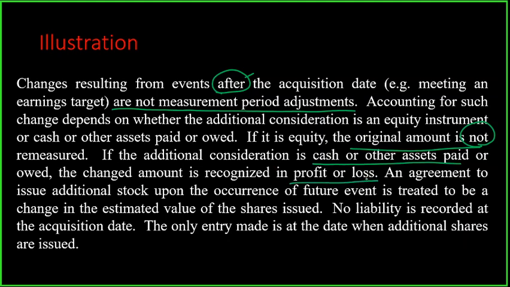If the additional consideration is cash or other assets paid or owed, the changed amount is recognized in the profit and loss. Okay? An agreement to issue additional stock upon the occurrence of a future event is treated as a change in the estimated value of the shares issued. Estimated value of what? The shares issued. And thus will not affect the value of your goodwill. No liability will be recorded at the acquisition date. The only entry made is at the date when the additional shares are issued.